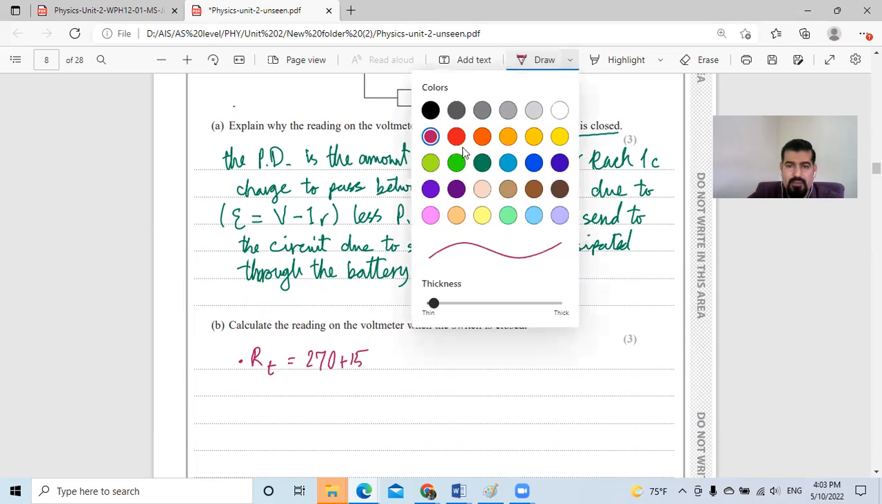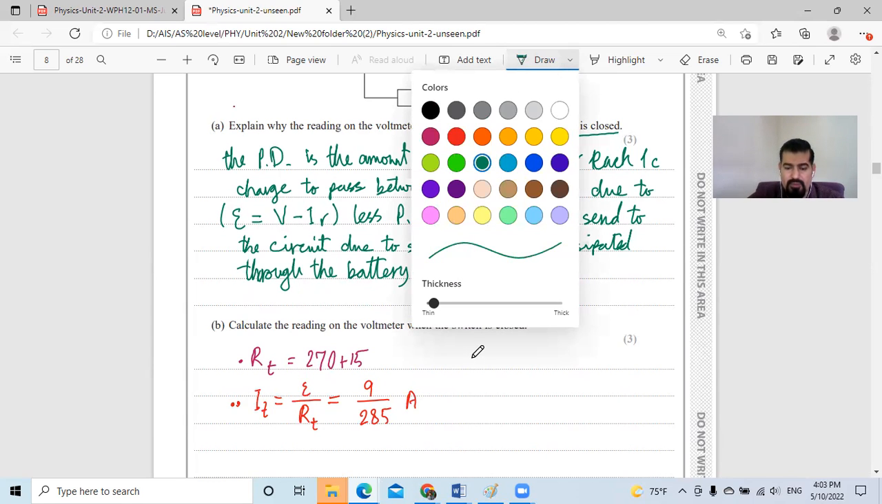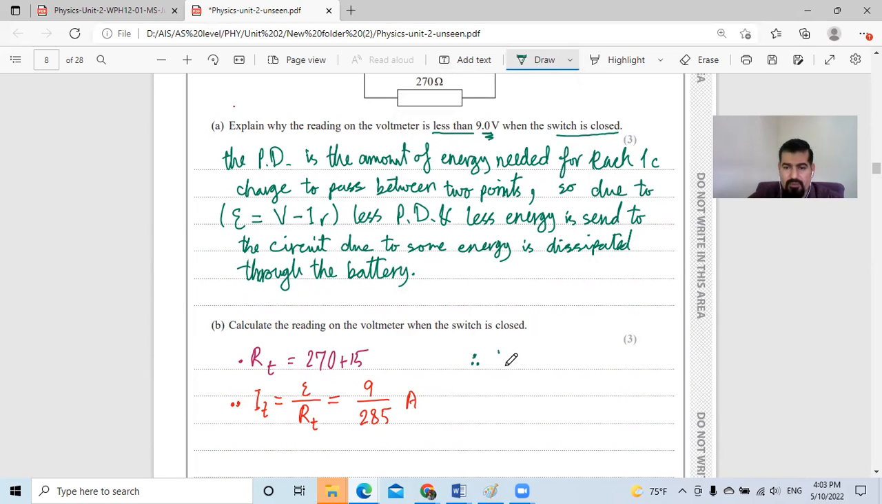Then second step, we know that the total current in the circuit equals the EMF of the circuit divided by the total resistance, which is 9 divided by 285, ampere. The third step, I'm going to take the reading of the voltmeter, which is equal to I multiplied by R, which is 270. So the answer that we got here, 9 divided by 285 multiplied by 270, will be 8.53 volt, okay?